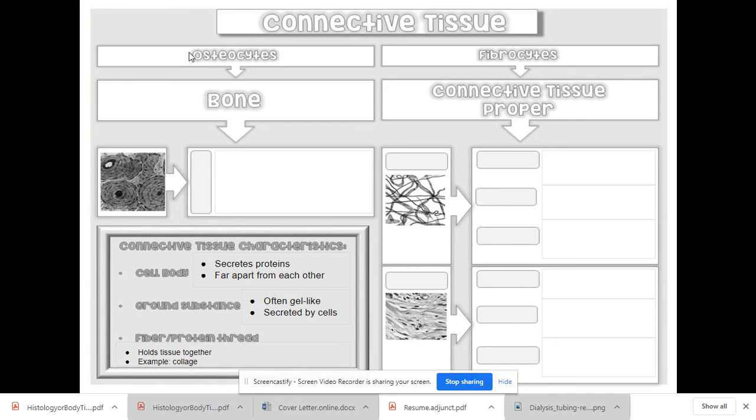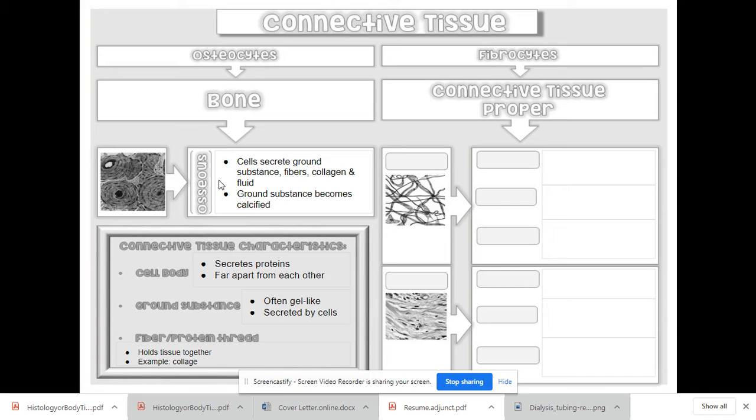In this picture, I've listed the types of cells that make this kind of connective tissue up here. So the first one is bone. And this is the label you're going to drag. Osseous, that's the name of the tissue. Osseous tissue, OSS, root word means bone. And this is what it looks like in the microscope.